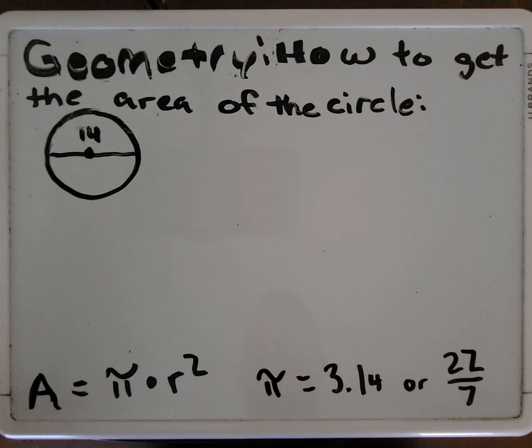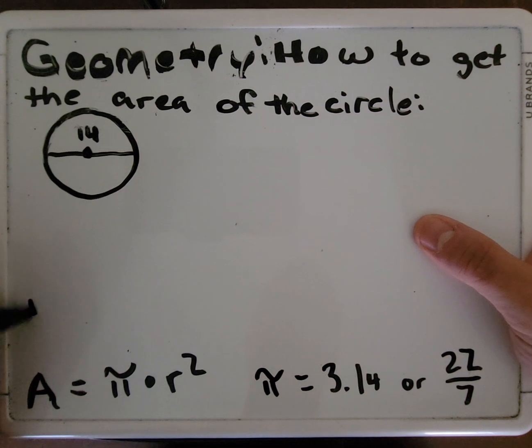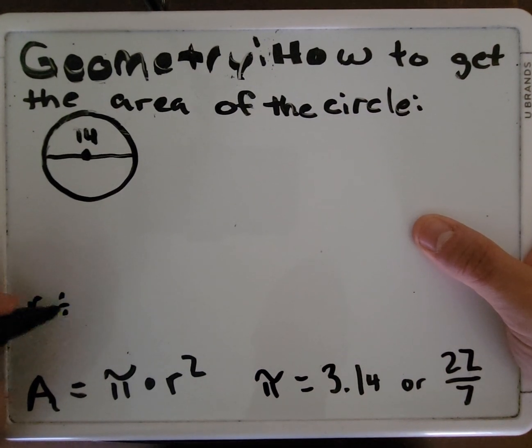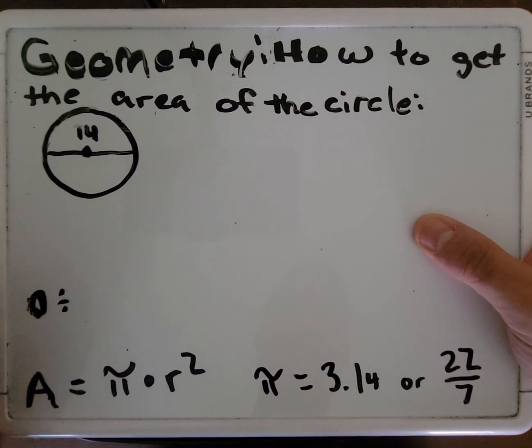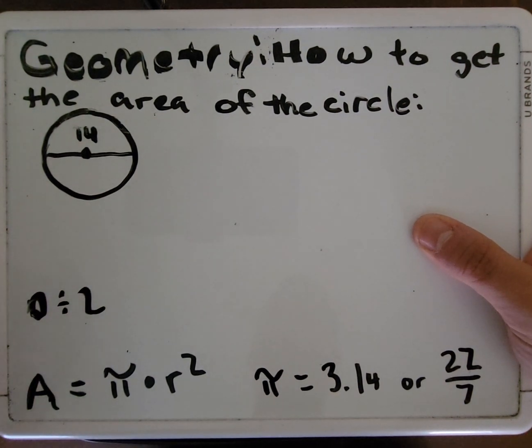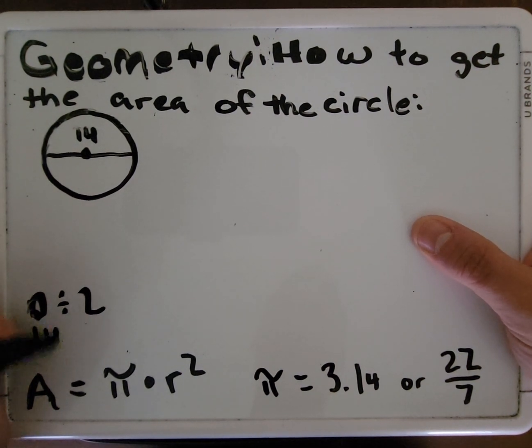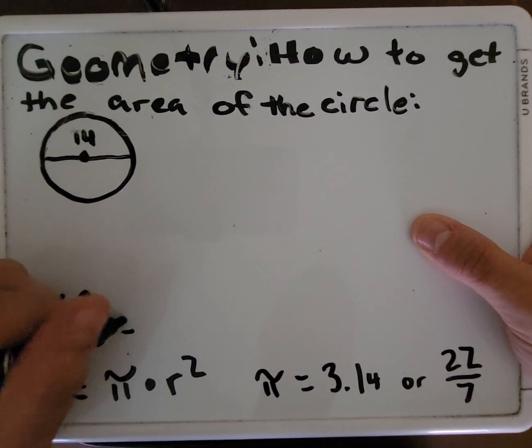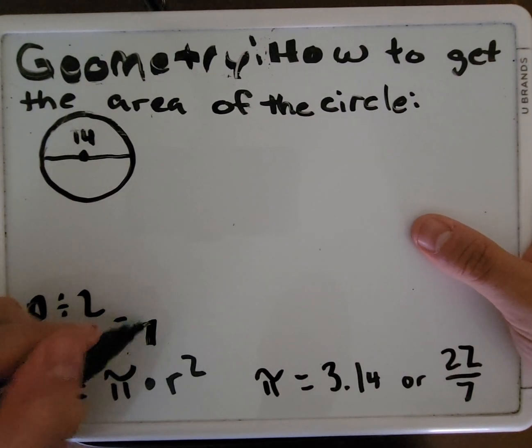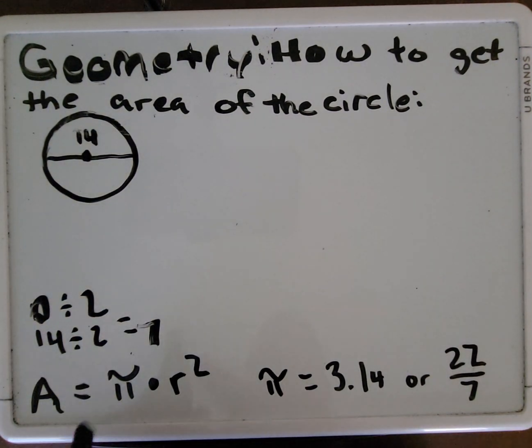Well, the formula to finding the area of the circle is pi times radius squared, right? Now, if you guys forgot, to get the radius from the diameter, it's just diameter divided by 2, right? So radius equals diameter divided by 2. So we know that the diameter is going to be 14, so it's just going to be 14 divided by 2 equals 7. Now that we know what the radius is, we can begin the actual formula.